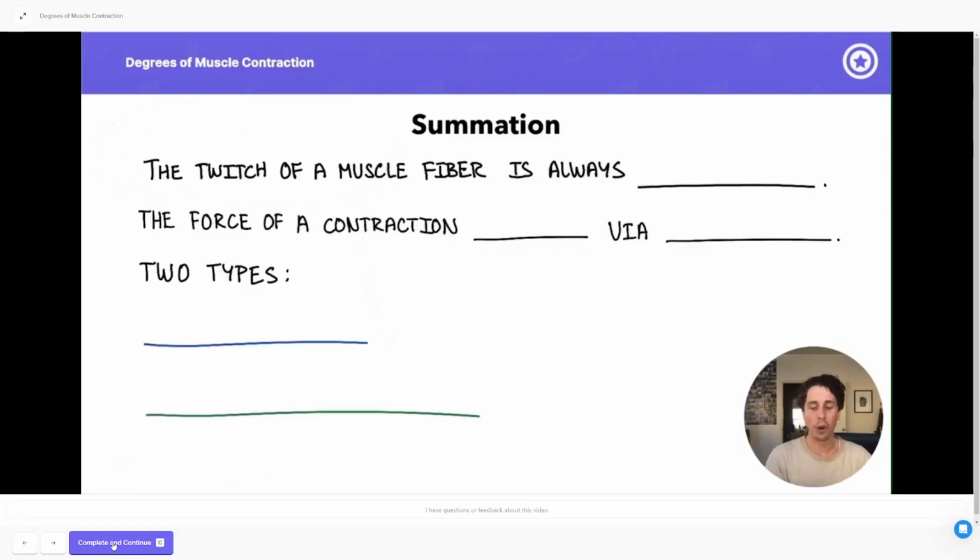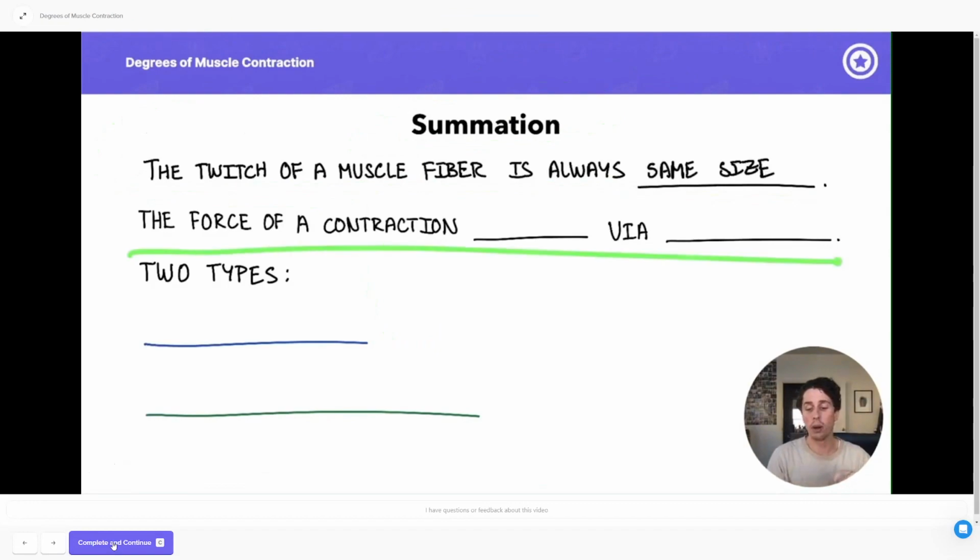Alright, so first off, before we talk about summation, there's a couple of important things that we want to touch on just to help us know what summation actually is. So if you think about it, the twitch of a muscle fiber is always blank. And so this blank is going to be regarding the size of the twitch. And so as we know, for one muscle fiber, that twitch is always going to be the exact same size. So it's going to be the same size right here, alrighty.